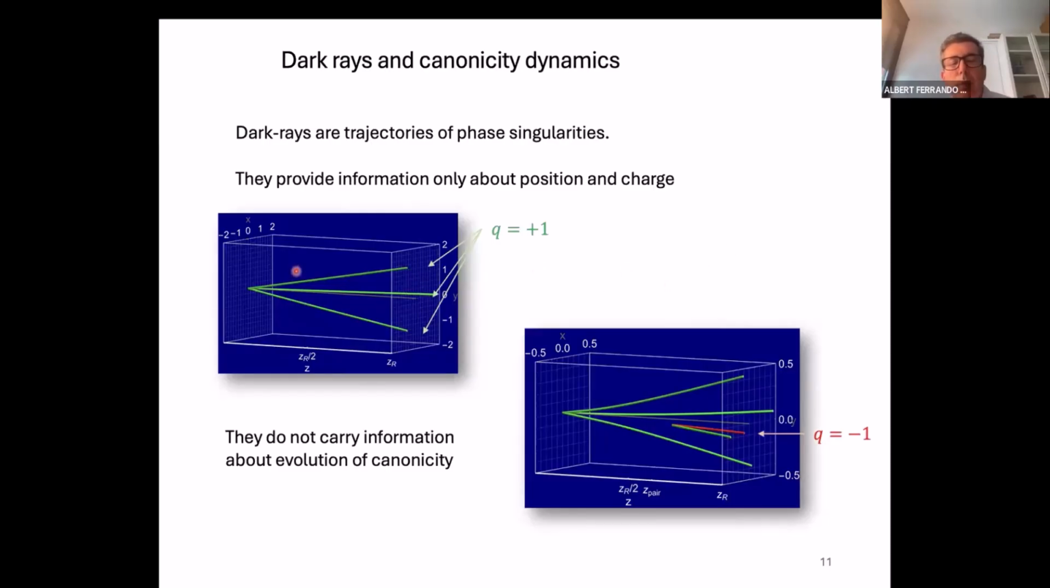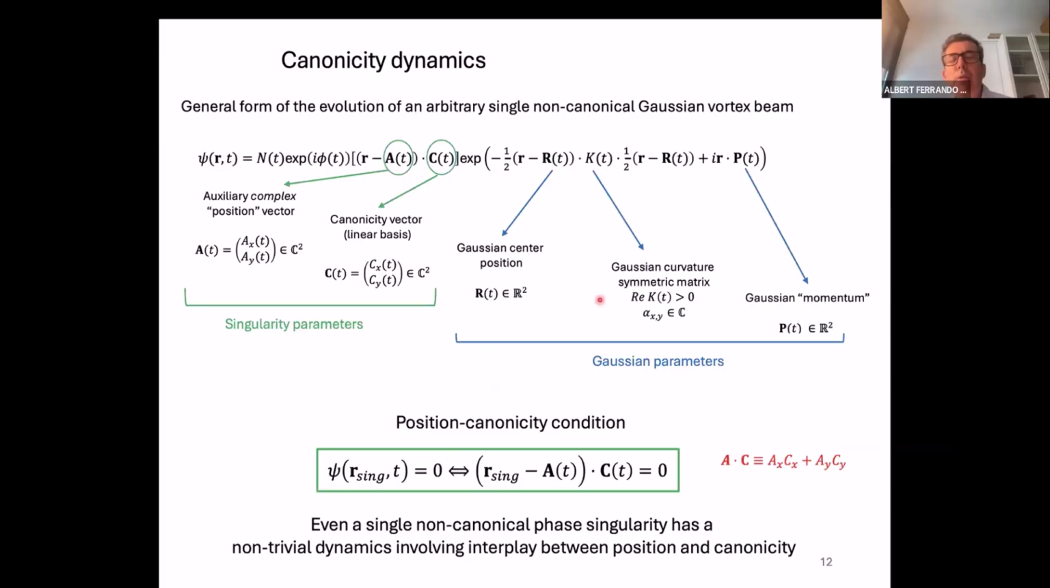Because we have the possibility of solving analytically for free propagation, for example, all the trajectories of dark rays, right? But then we only have limited information because we can only say if it has positive or negative charge. Here you have it in different colors. But I don't know much about what's going on with the canonicity along these trajectories. What we want to do is to see if it's possible, at least for some particular case. I can advance that the general solution is not trivial and maybe too complicated, but for some particular case it's very useful and somehow can give you some surprising information.